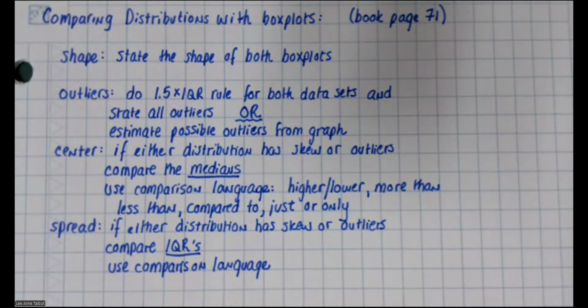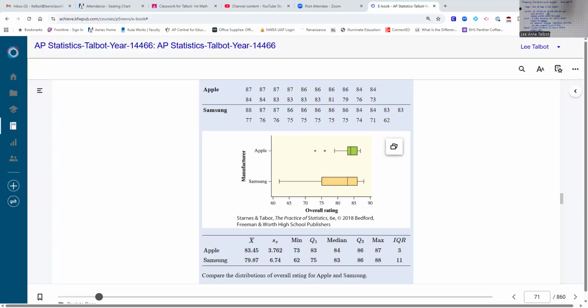For example, something like the IQR of Samsung is much larger than the IQR of Apple at, and then you would subtract, this would be 11 versus 3. Something like that. But using those comparison words and using the statistics that you have provided for you or the statistics out of your example, refer to the numbers and write the word versus in there for full credit, making sure you're referencing the numbers also.